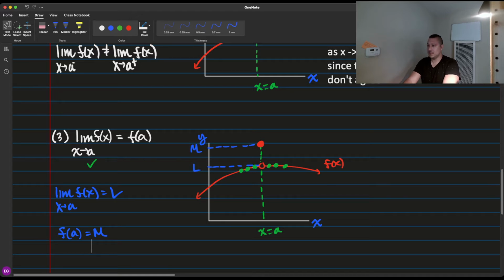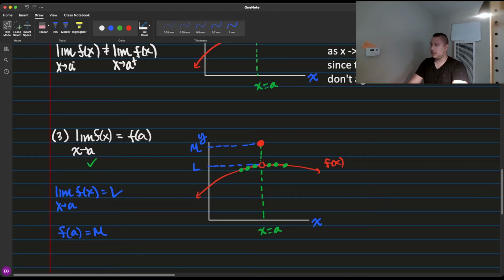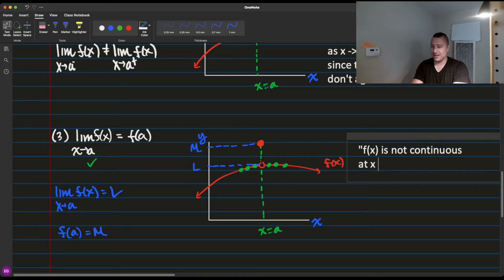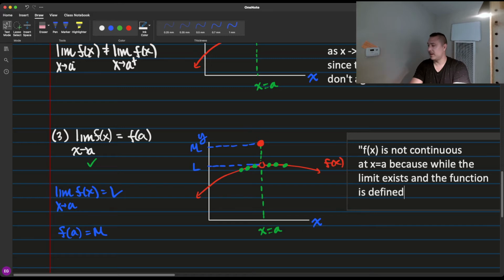Oops, it's not letting me type. Let's type it over here. f of x is not continuous at x equals a because while the limit exists and the function is defined, in other words, criteria 1 and criteria 2 are satisfied, they are not equal to each other.